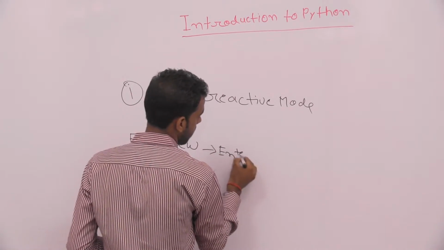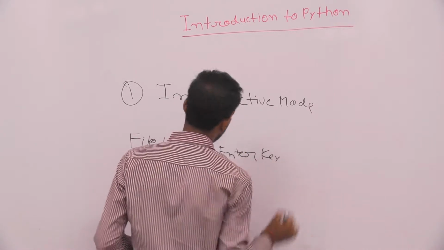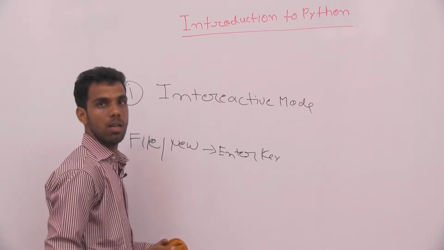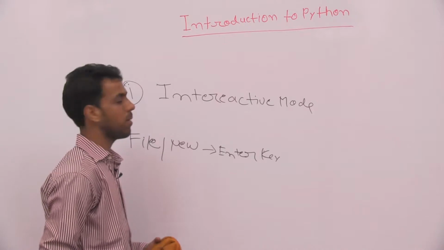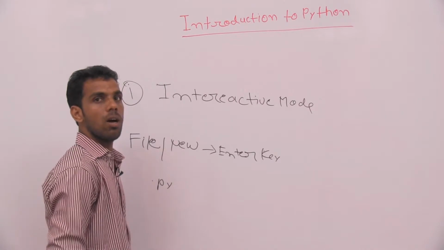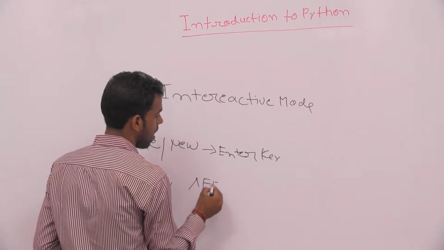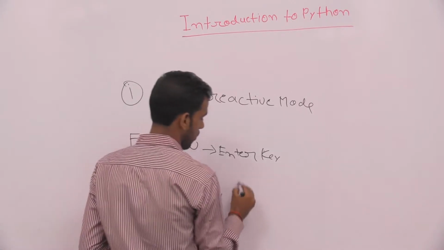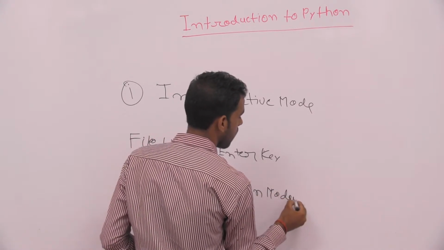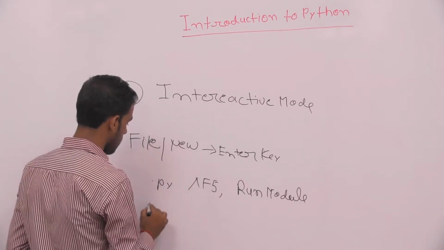When we press the enter key, a new window will appear, where we can edit or write the Python programs. After writing the Python programs, we have to save them with the .py extension. After saving, we can run it by pressing Ctrl and F5, or by clicking on Run Module, which is given in the File menu. After running, we will get the final output in the Python shell.